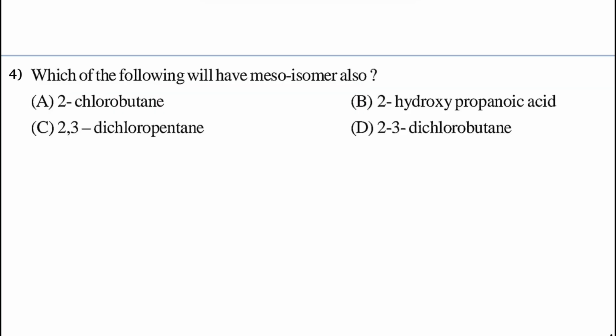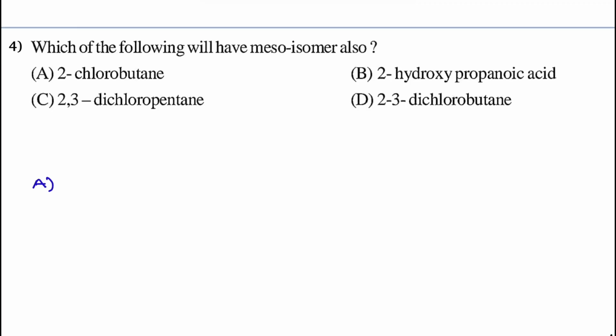Meso isomer. A compound with one chiral center is always optically active; there is no meso compound. A compound containing 2 or more chiral centers which is optically inactive, having a plane of symmetry or center of symmetry, is a meso compound. So let us take the options here.